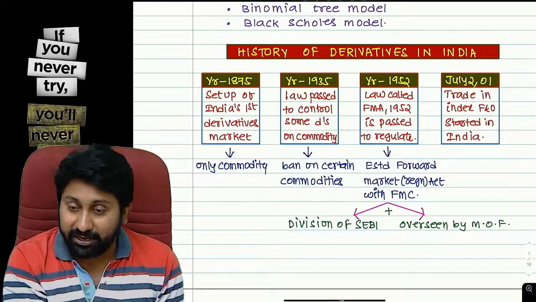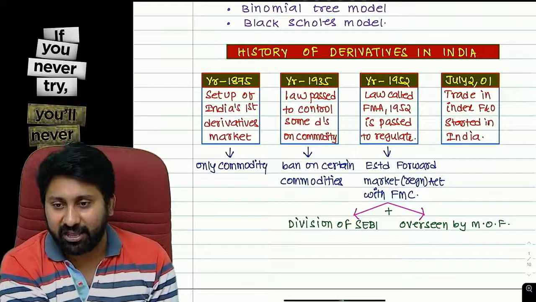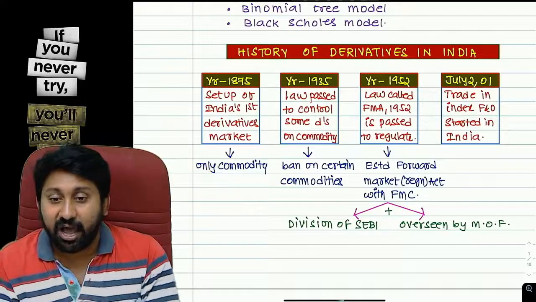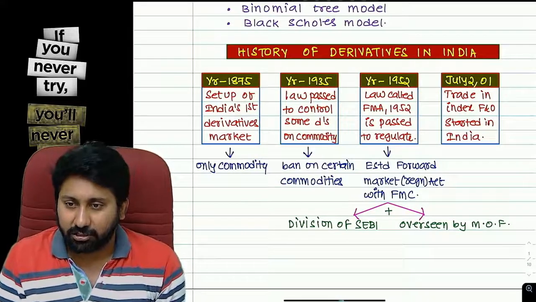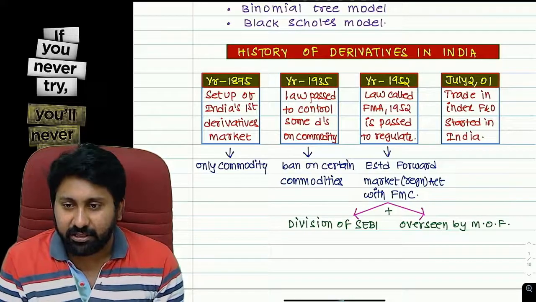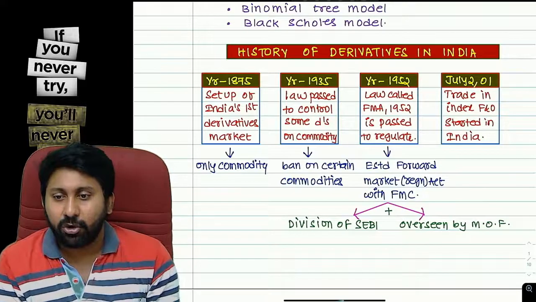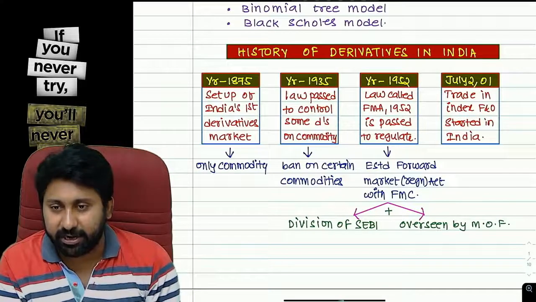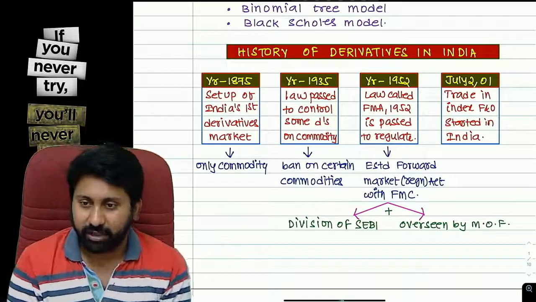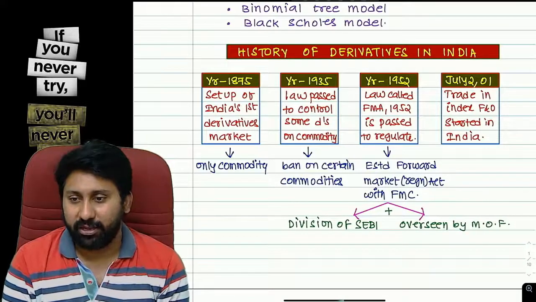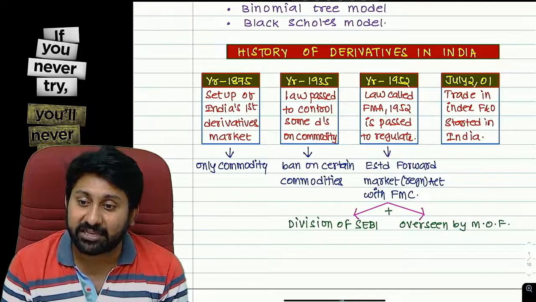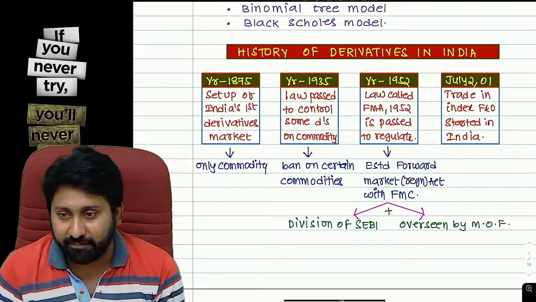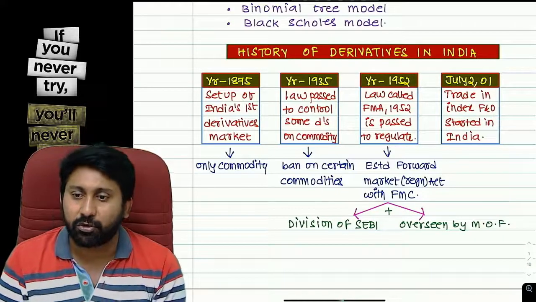1935. The British government passed a law in India saying that some products or commodities covered in the first stage are banned from derivatives. Because they were cheating the Indian public, they passed a law saying no derivatives on certain commodities. So a ban on certain commodities was made by a law passed then. 1952, India became independent as well as a republic. So they passed a law called FMRA 1952 to regulate them.